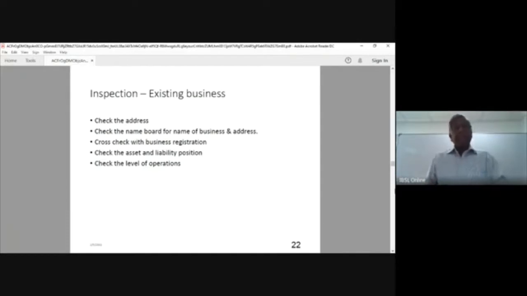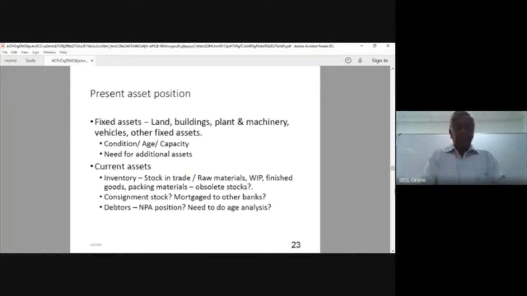Check the asset and liability position. Check the level of operation. These things you have to check. Present asset position. So now you have gone on inspection, and you are checking. It may be an existing business, so there will be a present asset position. What are the fixed assets available?